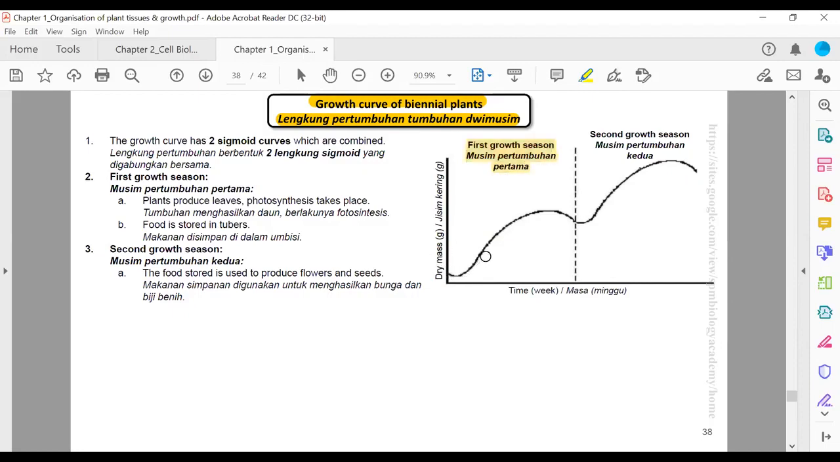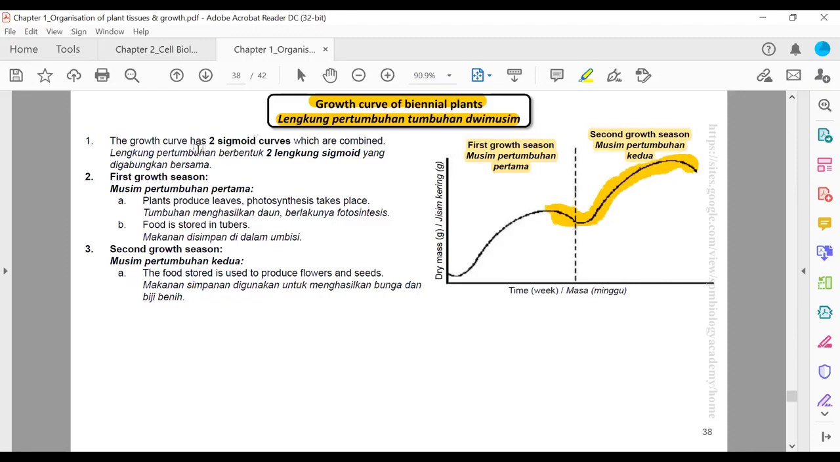This is the first growth season, and this is the second growth season, musim pertumbuhan kedua, where we learned just now. In the first growth season, they produce their roots, leaves and stems only. At the end, it is already winter here, so their growth rate will decrease. After that, the following year, in spring and summer, they will grow again.